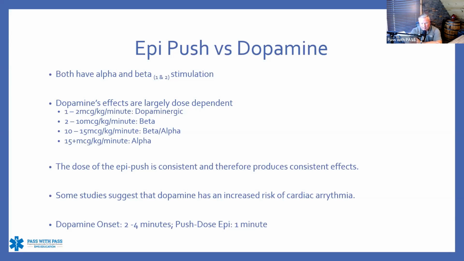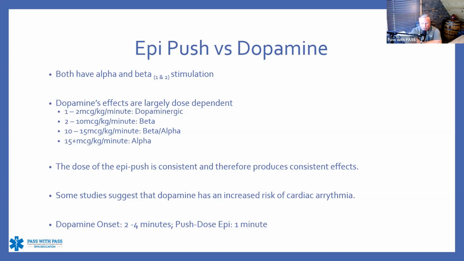What I think is important to remember about the push dose epi and dopamine is that both of them have alpha and beta stimulation. When we talk about beta stimulation, we can review beta 1 and beta 2, and you also have alpha 1 and alpha 2. I know that in entry-level paramedic education, we don't typically talk about alpha 1 or alpha 2. We talk about alpha 1 when we mention alpha effects.